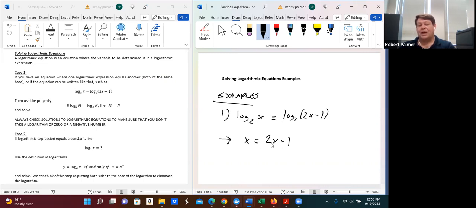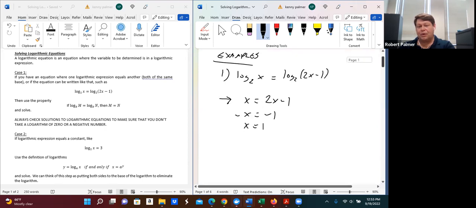I'll put my x's on the left side. If I subtract 2x on both sides, I have negative x equal to 1. Then, of course, multiply both sides by negative 1, and we get x is equal to 1. Now, once again, let's check to make sure that will work.